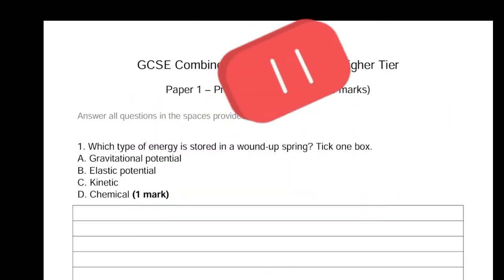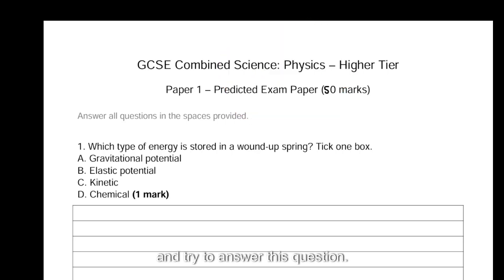Question number 1. Pause the video and try to answer this question. When you're ready for the answer, you can press play. Which type of energy is stored in a wound up spring? Now, whenever a spring is squashed or stretched, it has elastic potential energy. It's not gravitational potential. Elastic potential, yes. Kinetic is when an object is in motion. Chemical is the energy in food, fuel, things like that. So the answer is elastic potential energy.